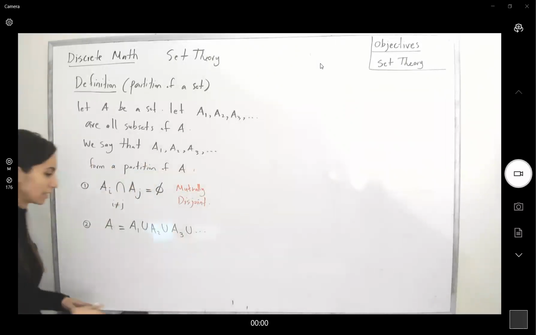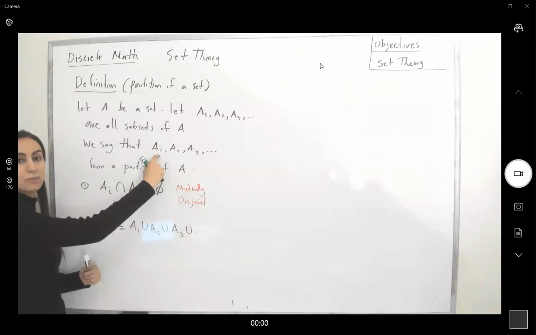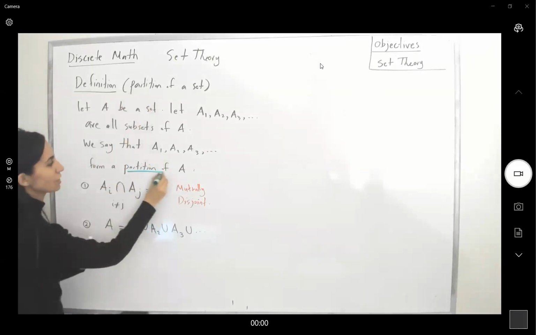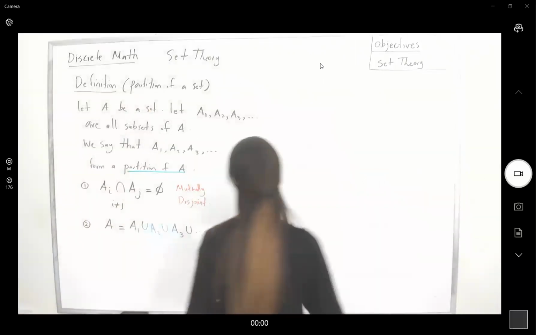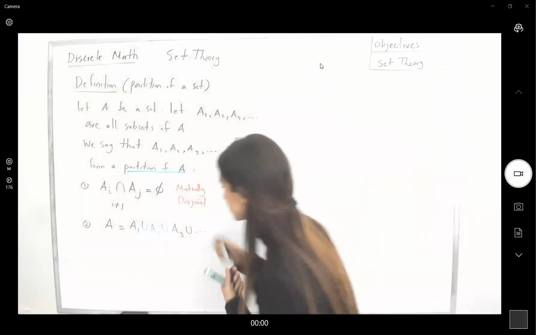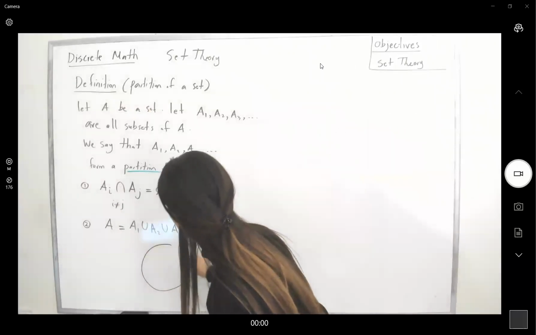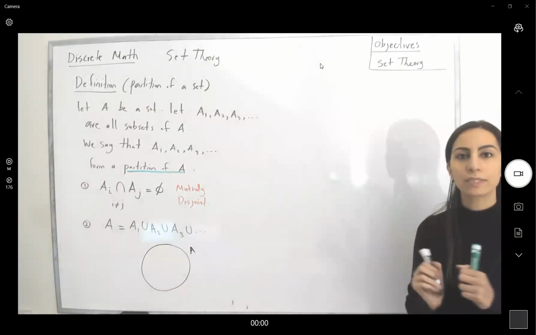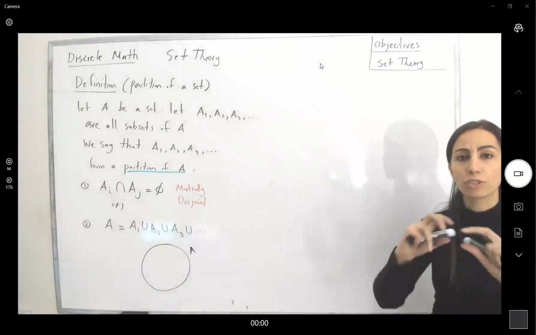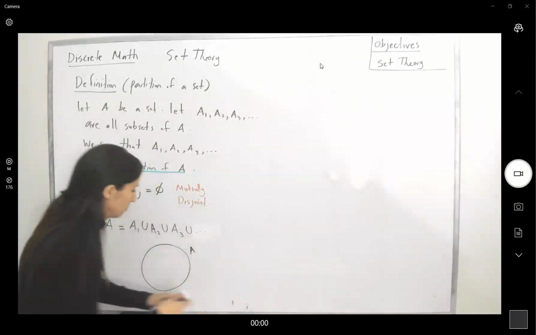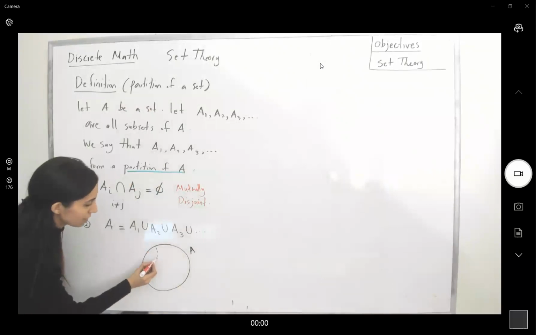In this case, we say that this collection of subsets actually forms a partition for set A. So how do we visualize that? We have a big set, a large set, like set A, and we have some subsets. They are mutually disjoint, nothing in common between them. We divide up set A into smaller pieces.